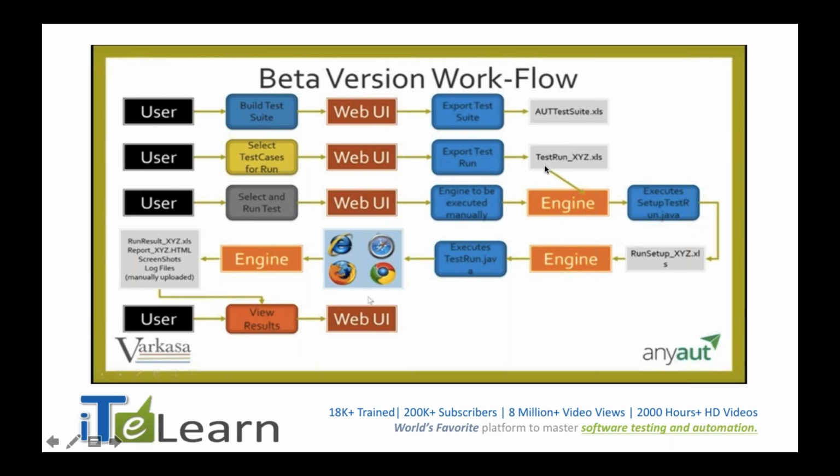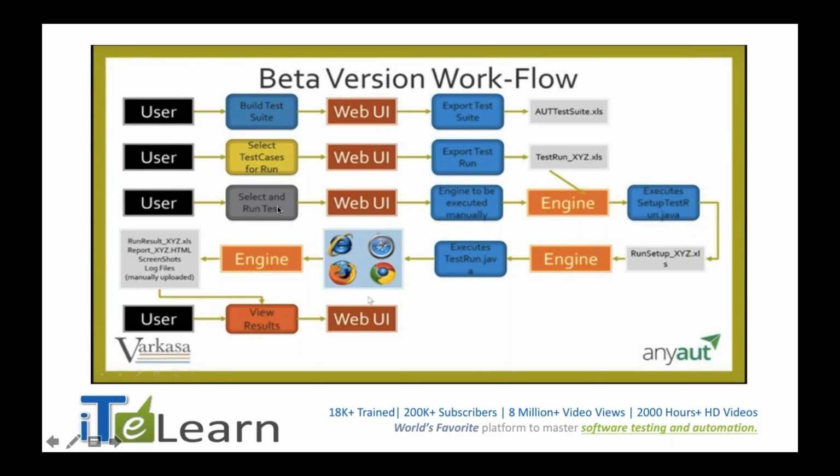There is a file that gets downloaded under this naming convention. Usually it has test run underscore whatever name you have given for that test run. Like I gave day 2, that's why it says test run underscore day 2. So this is the first input that our engine takes. That is exactly what we are showing here. So the engine is to be executed manually. That is the step that I showed you.